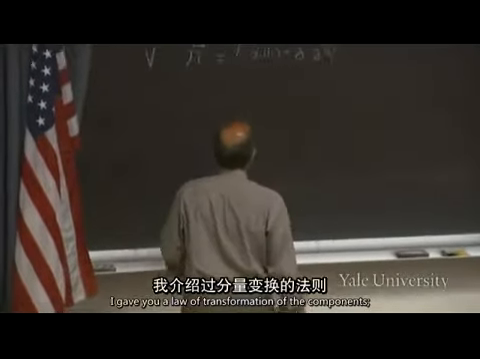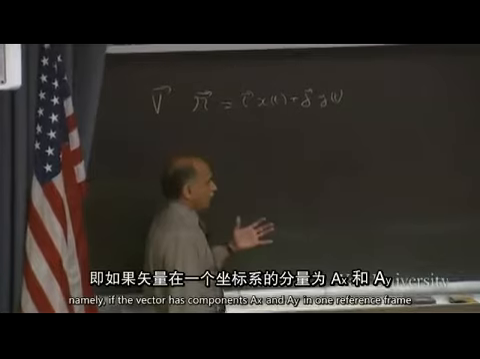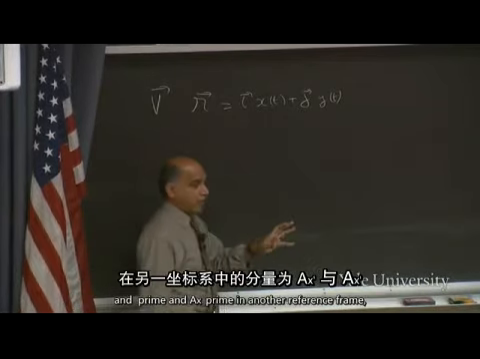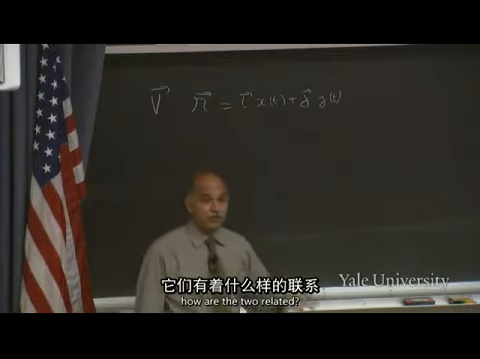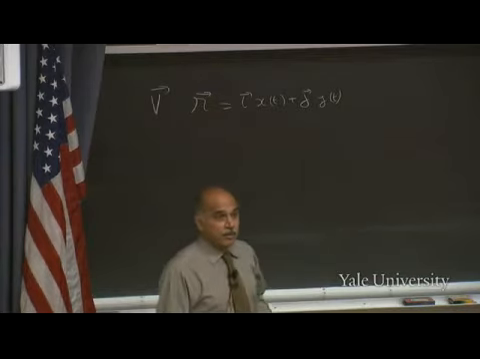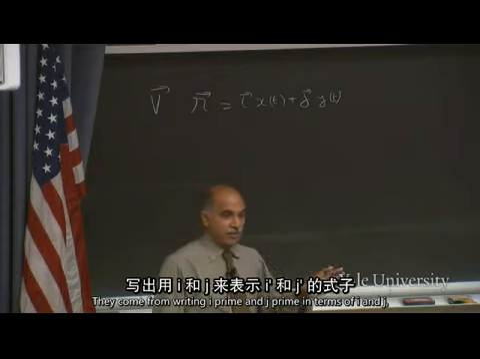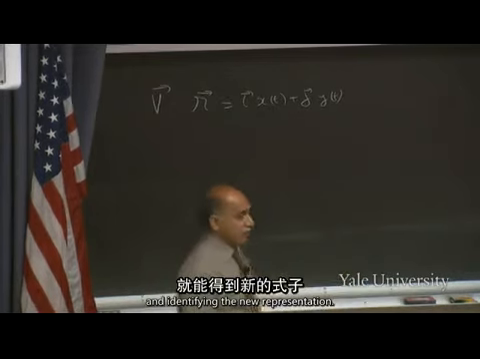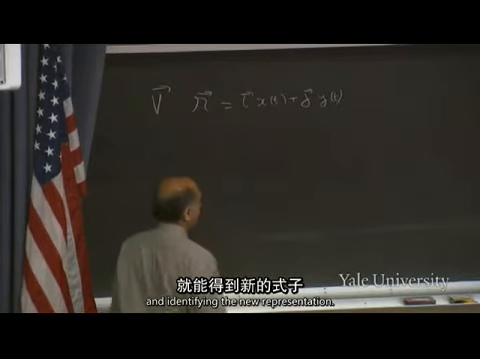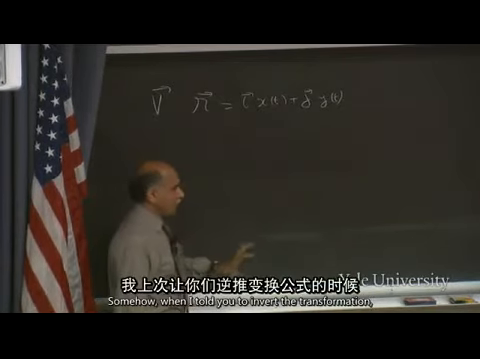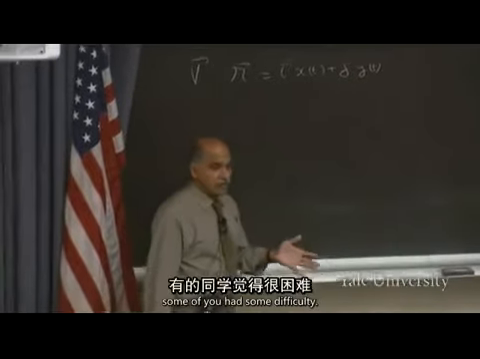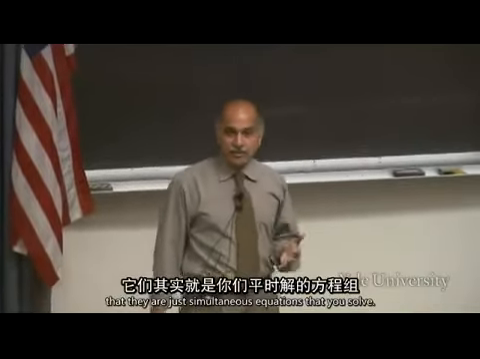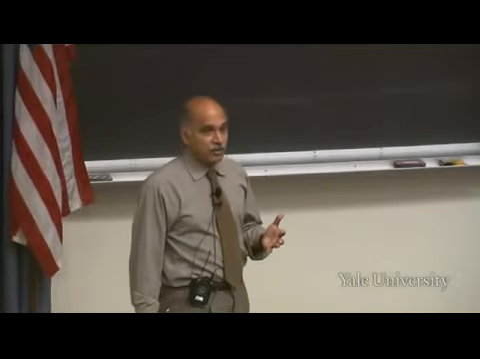I gave you a law of transformation of the components, namely if the vector has components ax and ay in one reference frame and ax prime and ay prime in another reference frame, how are the 2 related? They come from writing i prime and j prime in terms of i and j, then sticking it into the expression and identifying the new representation. Somehow, when I told you to invert the transformation, some of you had some difficulty. Maybe you didn't realize that they are just simultaneous equations that you solve.